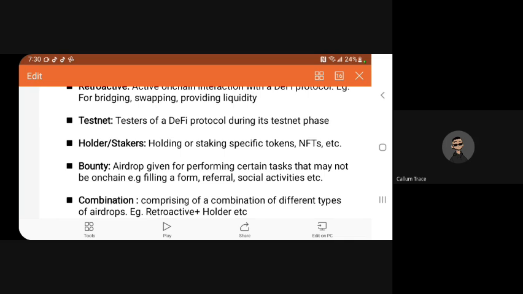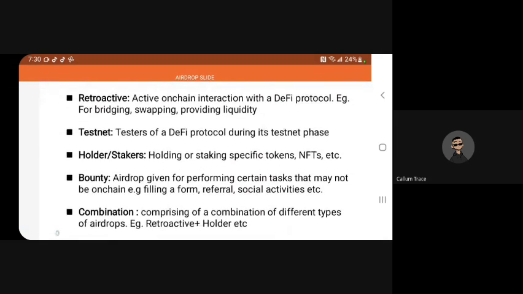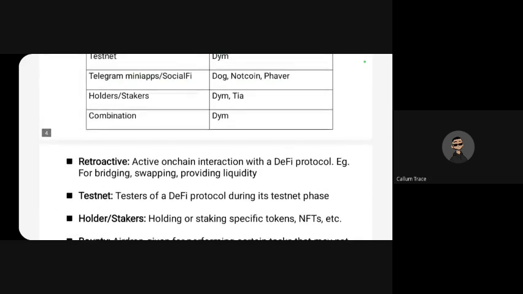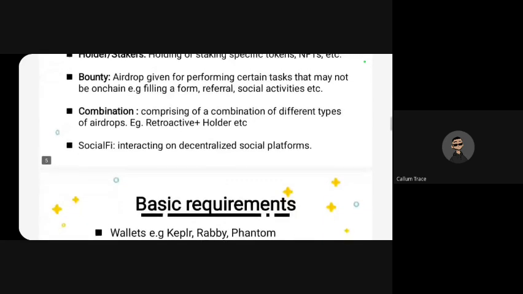I think I'll give an example here. Tia and Dimension airdrop this year we are giving to stakers. I think the DYM airdrop was given to people who staked Tia, and just like that.